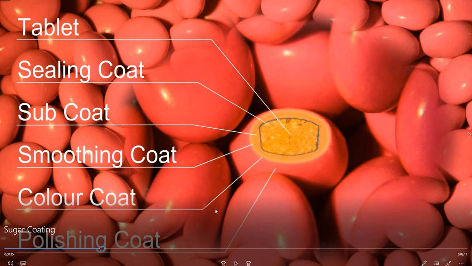Then after that you may imprint the tablet, put a logo or, let's say, an imprint on the tablet, because this is nowadays required. And the final step will be polishing.